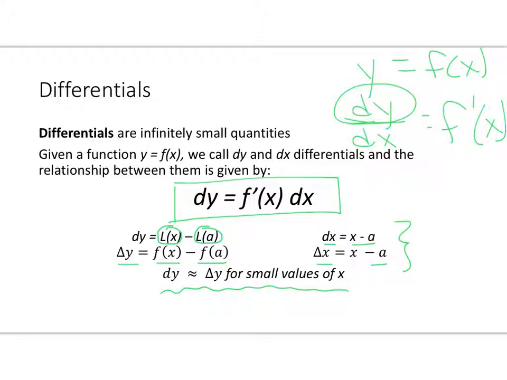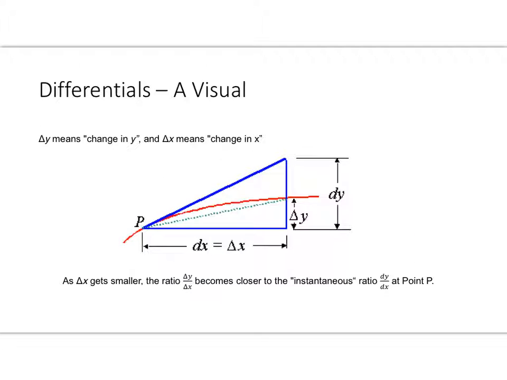So the differentials are giving me the relationship between these, and it's showing me how things change within really small quantities. Hang on, I got a picture. Okay, so in this picture, delta y again means the change in y, delta x means my change in x. So here's my change in x down here, and it's getting smaller and smaller. Remember, change in x is the same as dx.